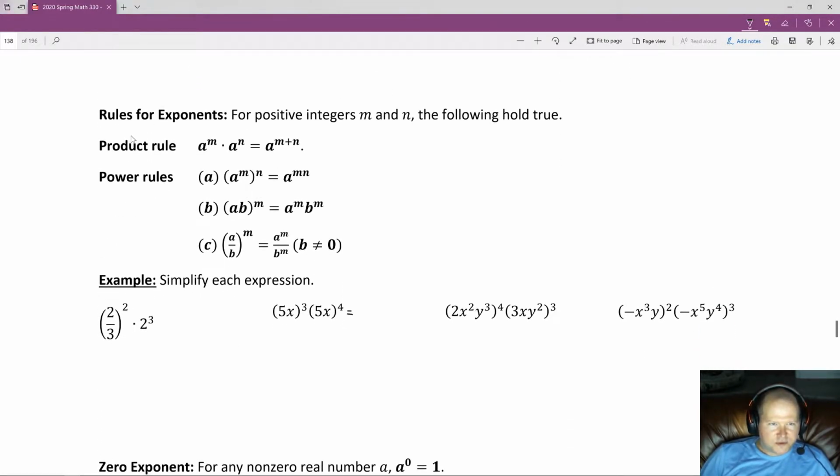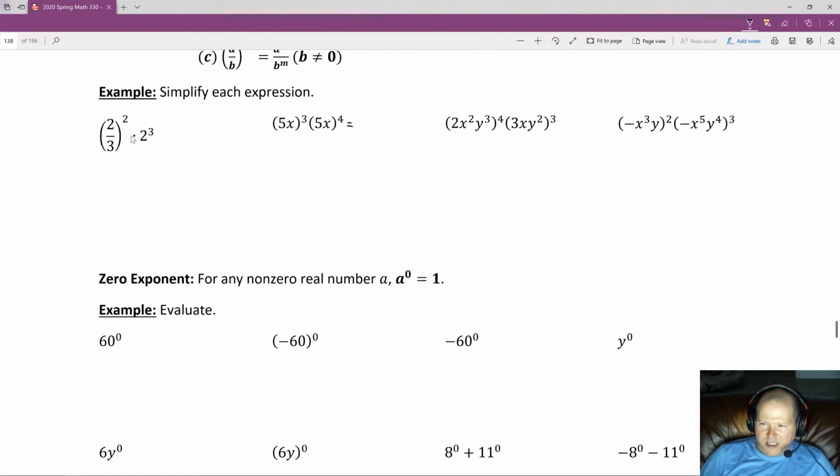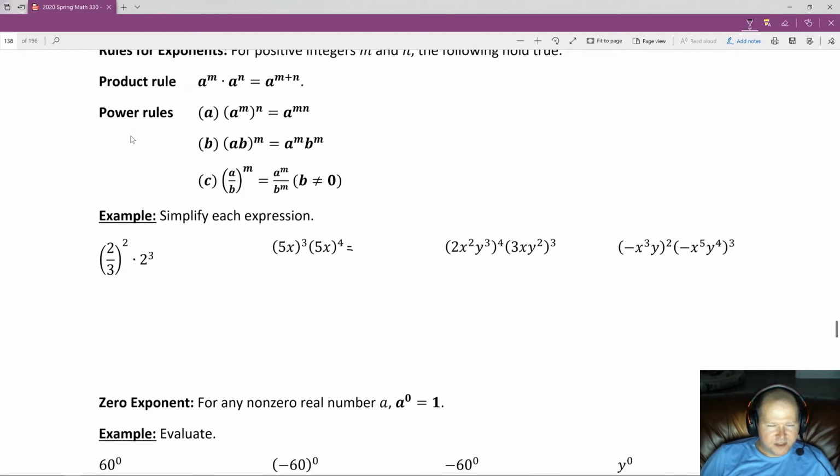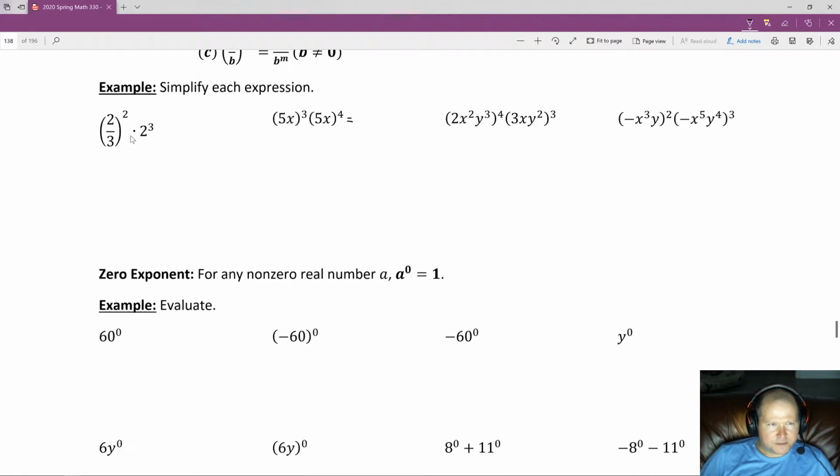We have a list of the rules for exponents right here on page 138, so that's a good reference if you need a reference for some of the rules of exponents. Now we're going to combine a few of these rules together.